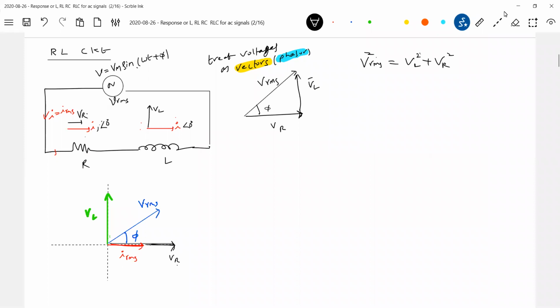Okay, let's go through Ohm's law one by one. What is Ohm's law for a resistor? IRMS into R. What is Ohm's law across an inductor? IRMS into XL. What is XL? XL should have the units of resistance only, no? So let me substitute here. This is IRMS square, IRMS into XL.